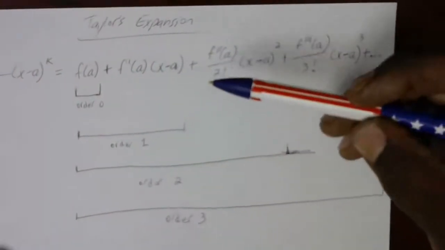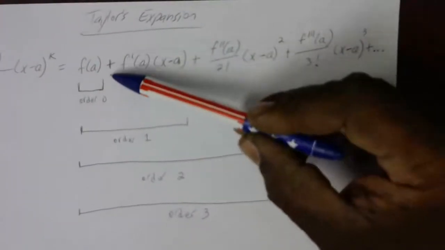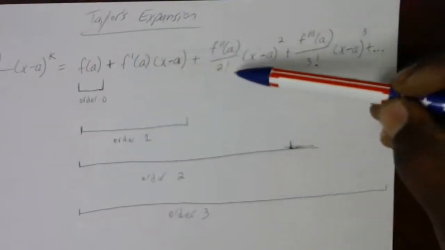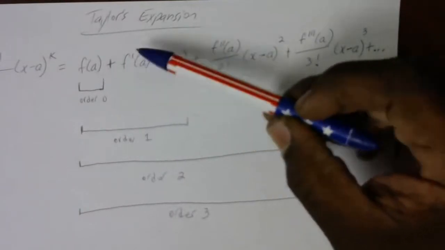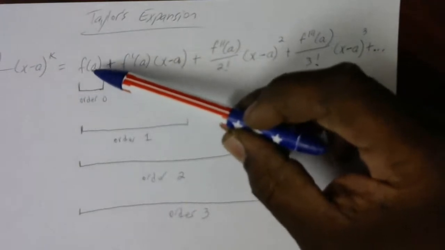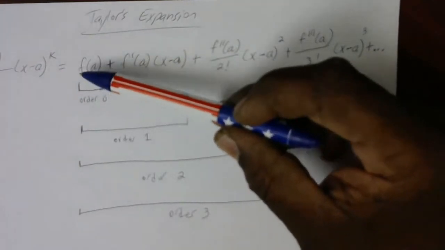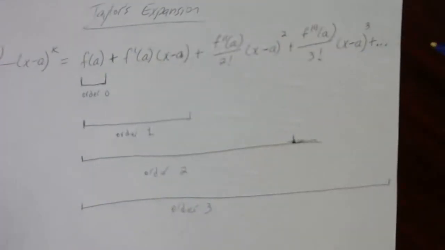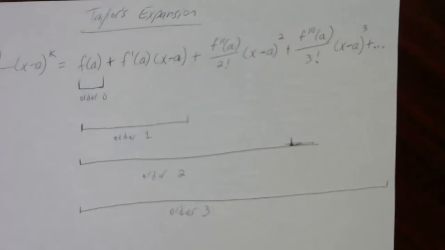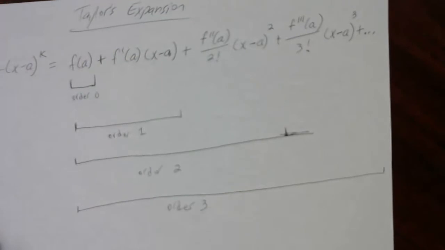So notice we would be given a function and a value for a. We would simply find the derivatives, evaluate the derivatives at the value a, and also evaluate our function at the value a. We would write out whatever order we needed, and we would substitute in those values. All right, so let's take a look at a problem.